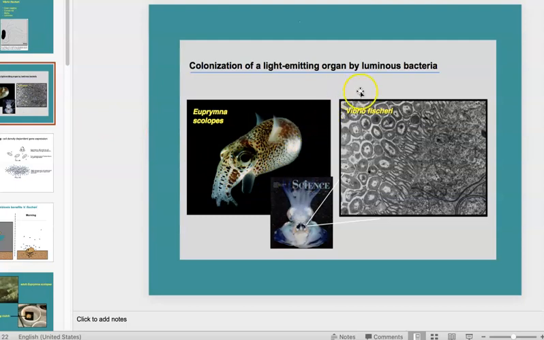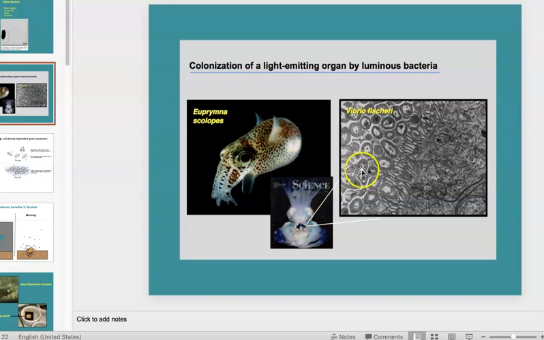The bacteria will colonize a light-emitting organ we call the light organ. So here's an adult squid. They're about the size of a walnut. This is a ventral dissection of the animal, showing you the paired light organ structures. And so here would be the gills and so forth. This is the mantle cavity, the eyes, the arms and tentacles would be here.